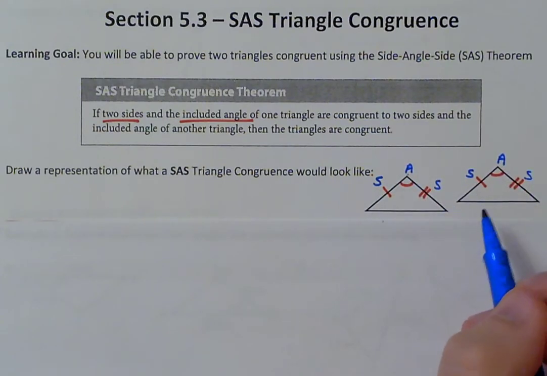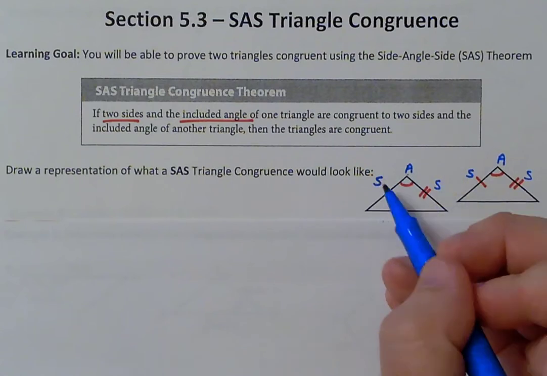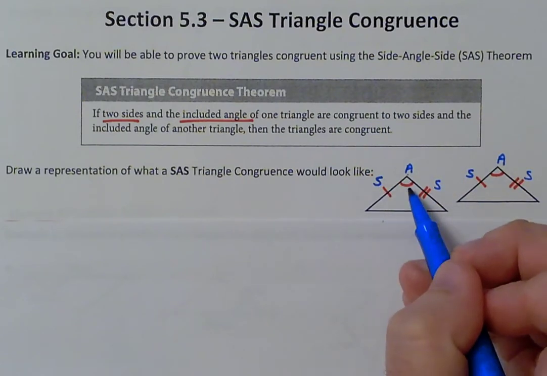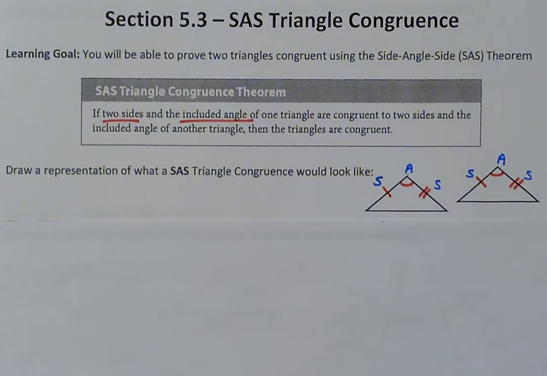So yesterday was angle, side, angle. Today is side, angle, side. So that's what you're going to be looking for, is two sides and the angle in between those two sides. If you can state that, then you can state that the two triangles are congruent based off of SAS. Alright, so with that said, let's go ahead and take a look at example 1.